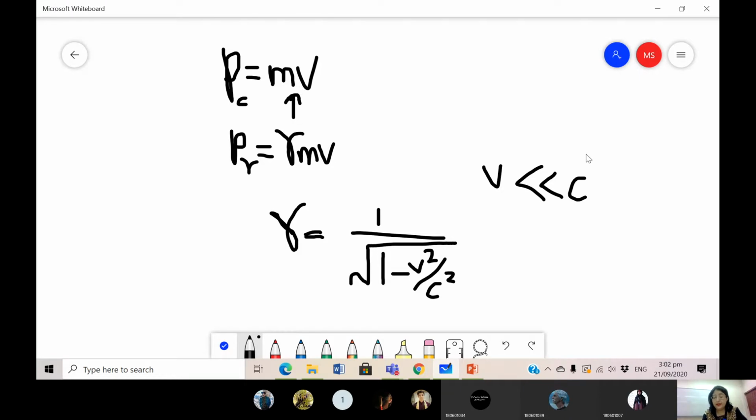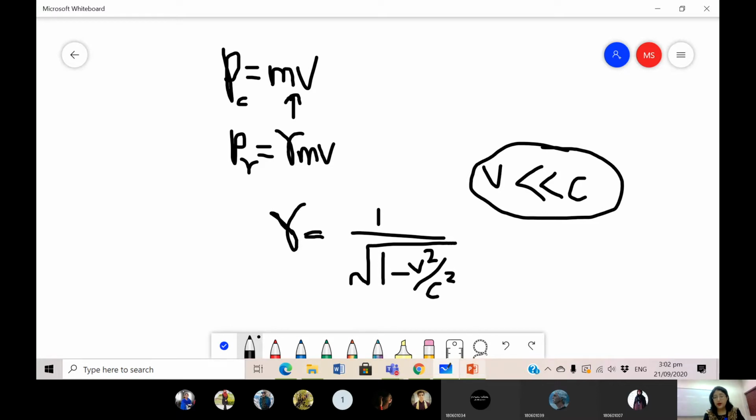So this is the limit from relativity to classical physics, to classical momentum. From relativistic momentum, when we apply v much less than c into this formula, we will go back to our classical momentum formula. So now what we want to do is derive this formula.